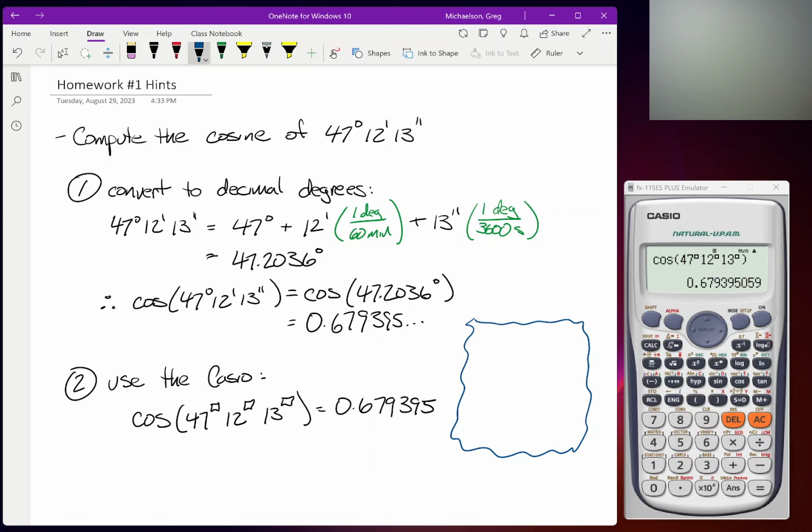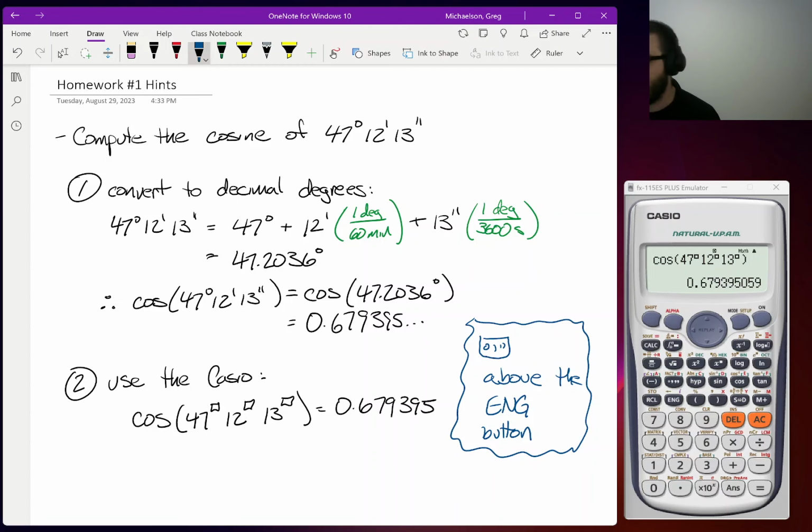And again, I'll do my best to draw this out. So this is what the button looks like. And it's right there, and it's above the ENG button.